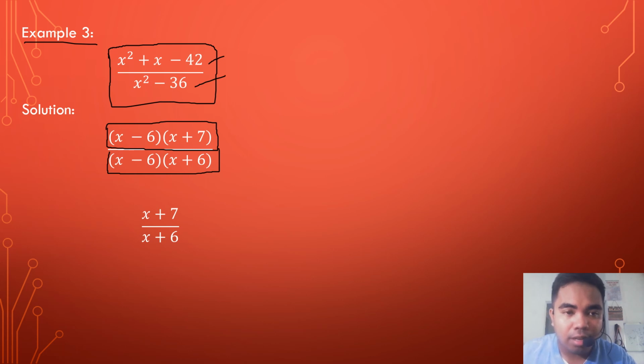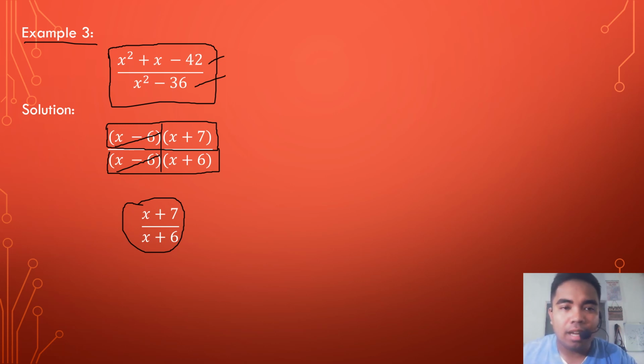So since we have now the factored form, we're going to divide or cancel out the common factor sa numerator at saka sa denominator. We're going to cancel x minus 6 and x minus 6. And then, ang natira is x plus 7 over x plus 6. So, ito yung ating factored form ng expression x squared plus x minus 42 over x squared minus 36.